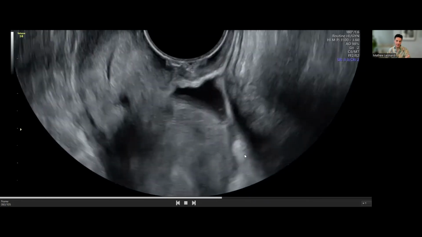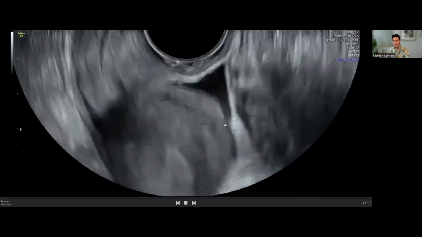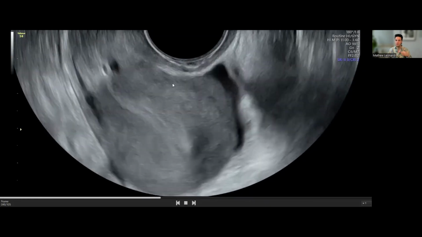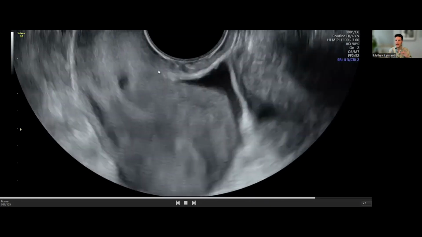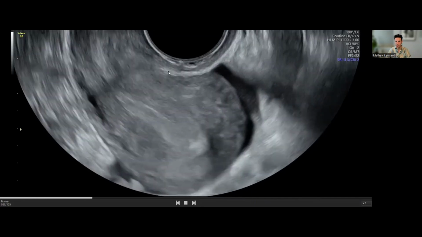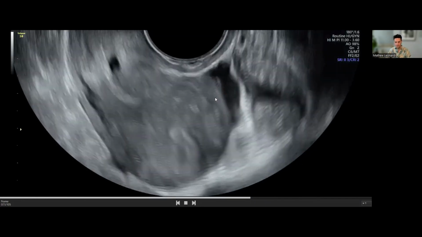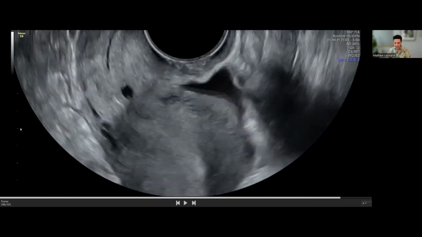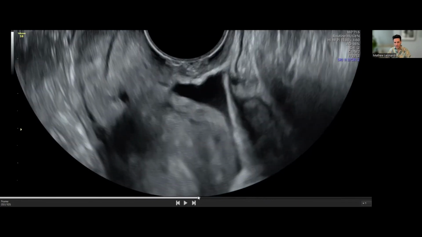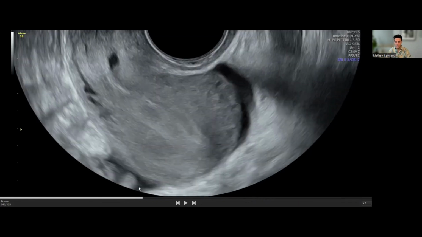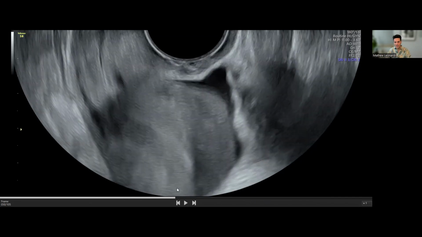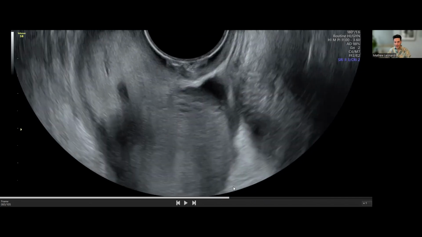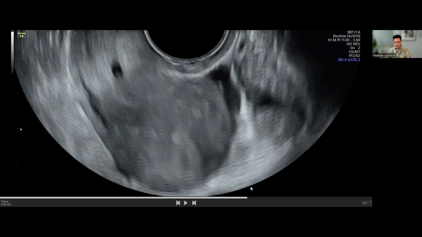So we have a positive sliding sign at the level of the fundus and the bowel, and we have a positive triangle sign between the posterior uterine serosa and the peritoneum overlying the back of the vagina, the rectouterine pouch peritoneum. I'll pause this because there are a couple other interesting small things just popping up along the fundus of the uterus that look like superficial endo.